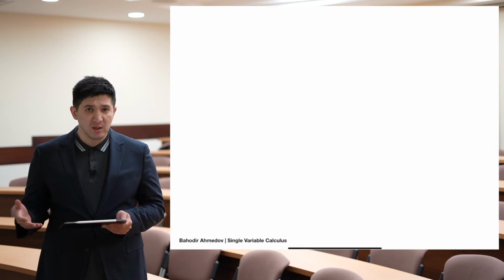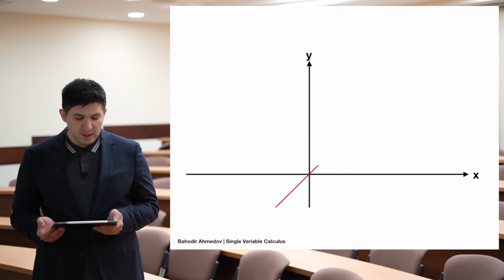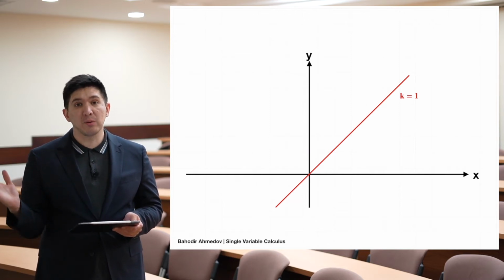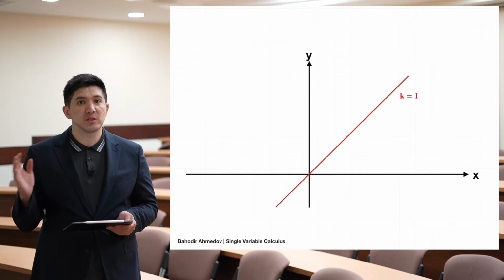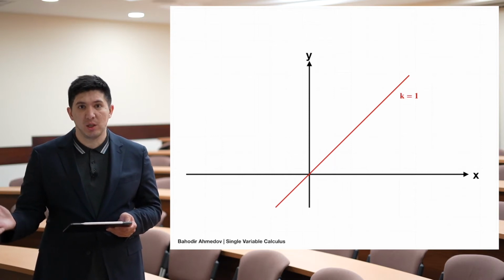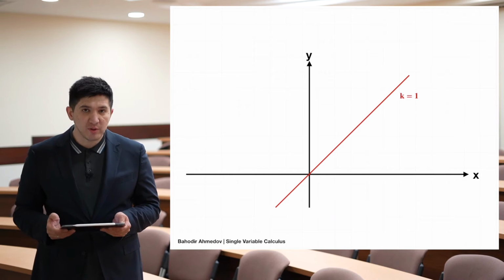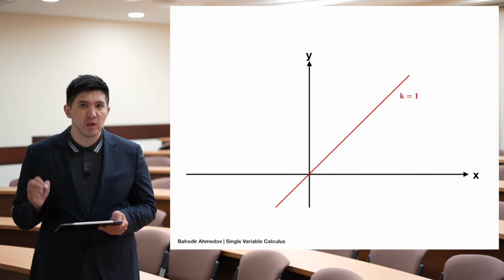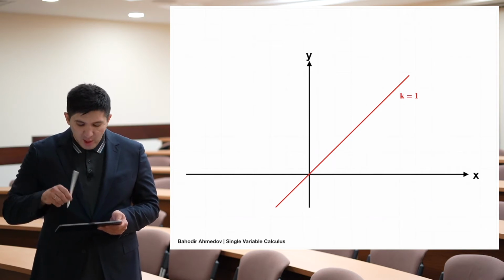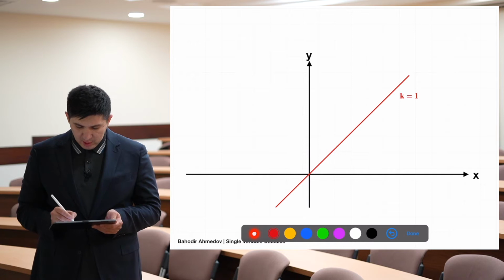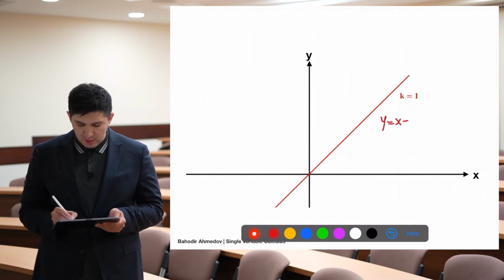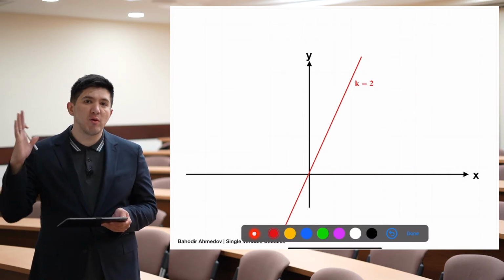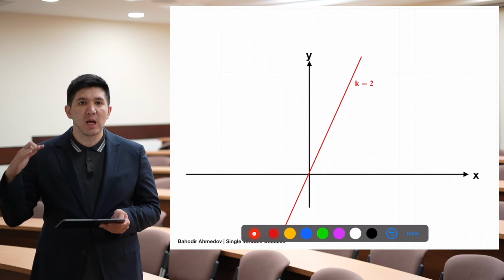So the slope of the lines is very important, and in order to give you some impression of what the slope means, and how changing the value of the slope is going to change the picture of the line, I'm going to show you a couple of examples. For example, this line has a slope equal to 1. If I write down the equation of this line, it is y is equal to x plus 0.